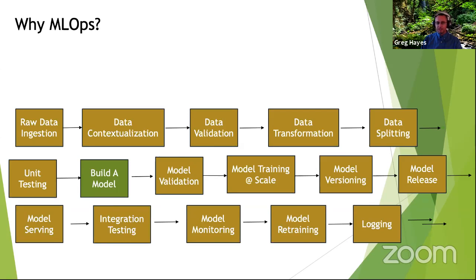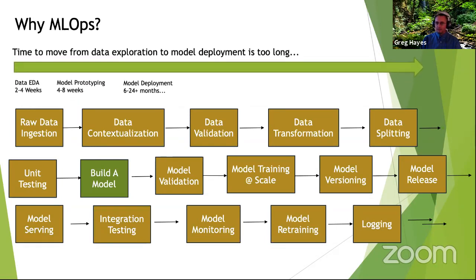You have to be able to ingest raw data at scale. You have to be able to contextualize that data at scale. You have to be sure that your data meets a certain set of requirements. You have to be able to transform it at scale. You need to do splitting, unit testing, model validation, training at scale, versioning, model release, serving, integration, on and on and on. These are all of the things that are required to move from a model to a product. And the industry agrees that it just takes too long.